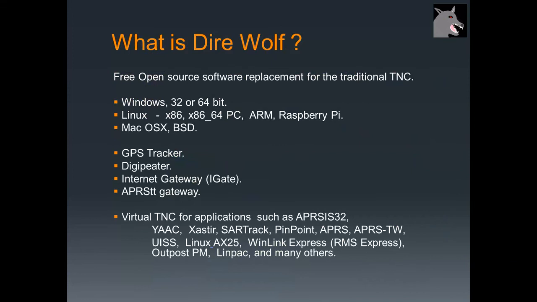Okay, so the software I'm talking about tonight is called Direwolf. It's a free, open source software replacement for the traditional TNCs. It's very portable, runs on Windows, Linux, including Raspberry Pi, Macintosh, and BSD. Without adding any additional software, it can act as a GPS tracker, digipeater, internet gateway, and an APRStt gateway. And while it's doing all of that at the same time, it can be used as a TNC for all of the popular APRS applications. All the modern applications are capable of talking to an old TNC through a serial port, but they all understand KISS protocol over Ethernet, TCP/IP, so it could be Ethernet or Wi-Fi.